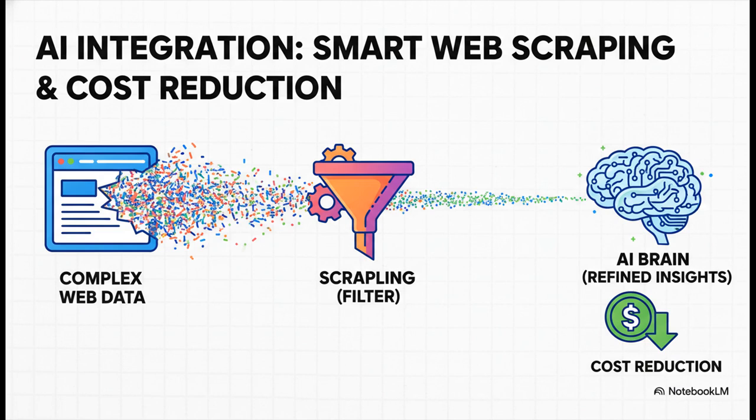And here's where things get really futuristic: AI integration. Think of it like this: AI models are incredibly smart, but running them is expensive. If you feed an entire messy web page to an AI, it's like asking a genius to read a 500-page book just to find one specific sentence. It's a total waste of their time and your money. Scrapling acts like a smart assistant. It goes to the web page, finds that one crucial paragraph you need, and hands just that to the AI. This massively cuts down on processing time and cost.